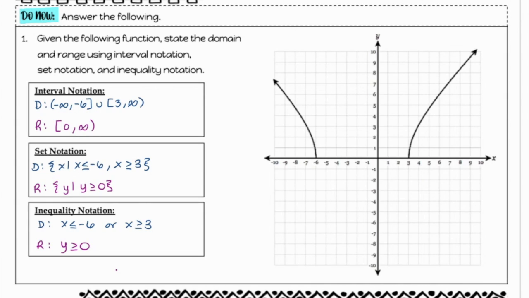All right, so here we have our domain. Our domain is from negative infinity to -6, including -6. And then there's a big jump here from +3, including 3, all the way to infinity. The range starts off at 0, including 0, and does go all the way to infinity. So there are my 3 types of notations represented using the domain and range.